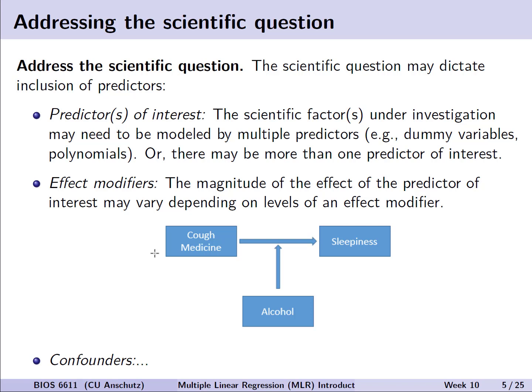There's also the potential for effect modifiers or interaction terms where the magnitude of the effect of the predictor of interest may vary depending on the levels of some other variable as an effect modifier. Now there's also this question as well of confounders we'll discuss in the next slide.